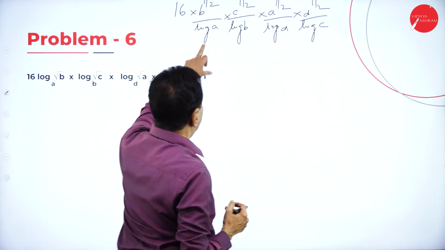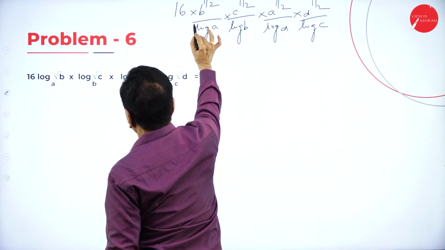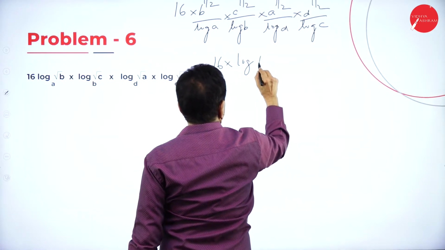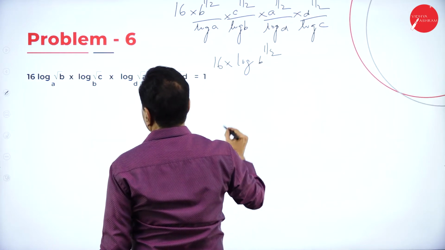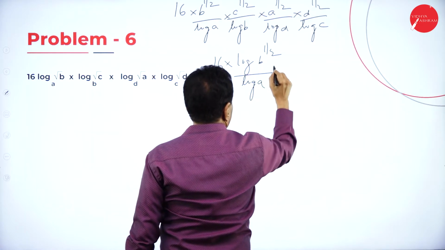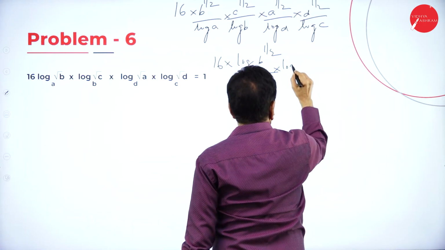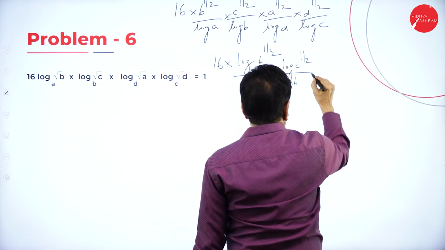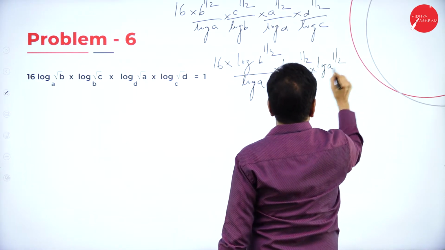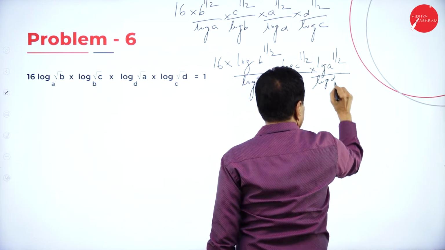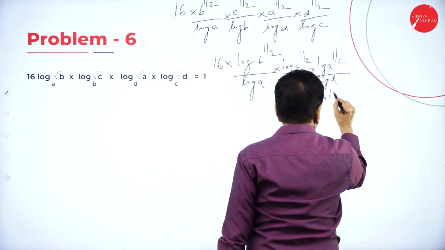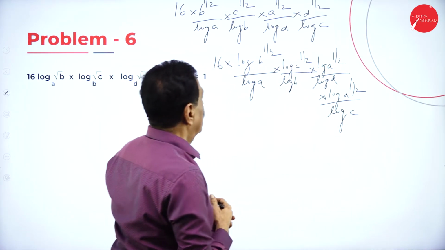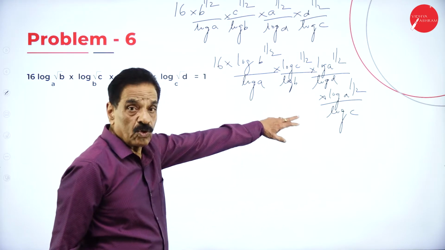So this is b to the power of half, b to the power of c. This is nothing but log, we can write 16 log b to the power of half divided by log a, into log c to the power of half divided by log b, into log a to the power of half divided by log d, into log d to the power of half divided by log c. So, I have written slowly.